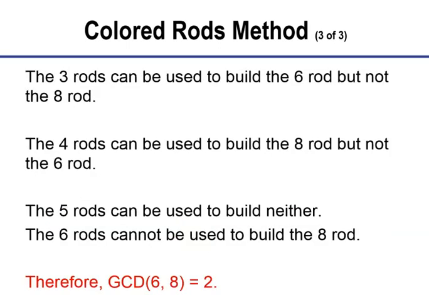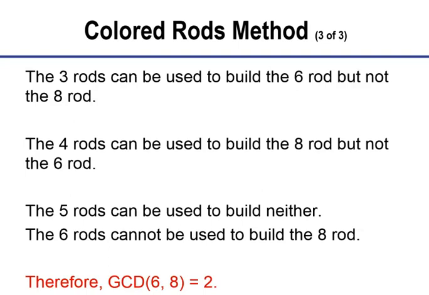And this list kind of summarizes what we just said. The 3 rods can be used to build the 6 rod, but not the 8 rod. On the other hand, 4 rods can be used to build the 8 rod, but not the 6 rod. The 5 rods can be used to build neither. And so you're just trying to find the largest number that will split up each of your values, and it has to work for both of them. Therefore, the greatest common divisor of 6 and 8 is 2.